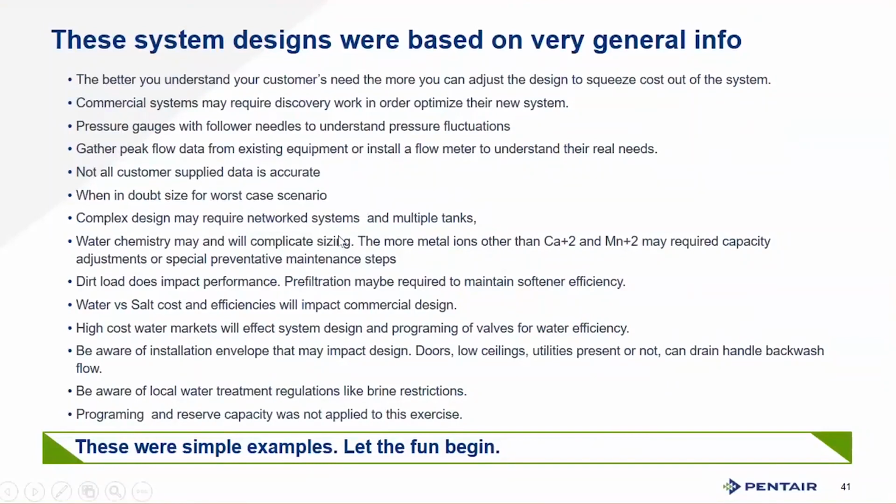Complex design may require network systems in multiple tanks. Water chemistry may complicate sizing as well. Dirt load impacts performance, so pre-filtration may be required to maintain that softener's efficiency. Water versus salt cost inefficiencies will impact commercial design. Commercial design is getting the result as cheaply and as effectively as possible. Why? Service costs also play a role there as well. High-cost water markets will affect system design and programming of valves for water efficiency on municipal systems.